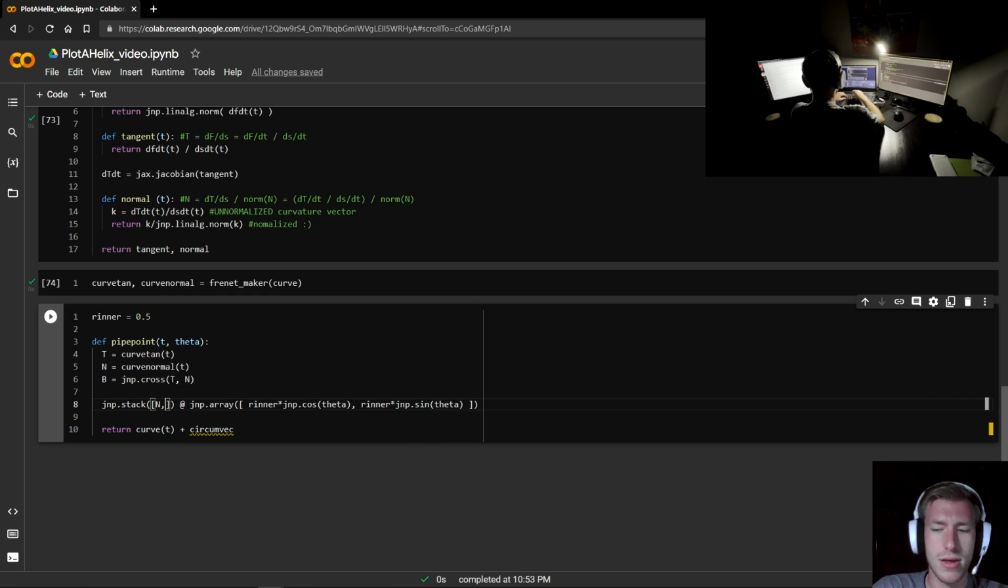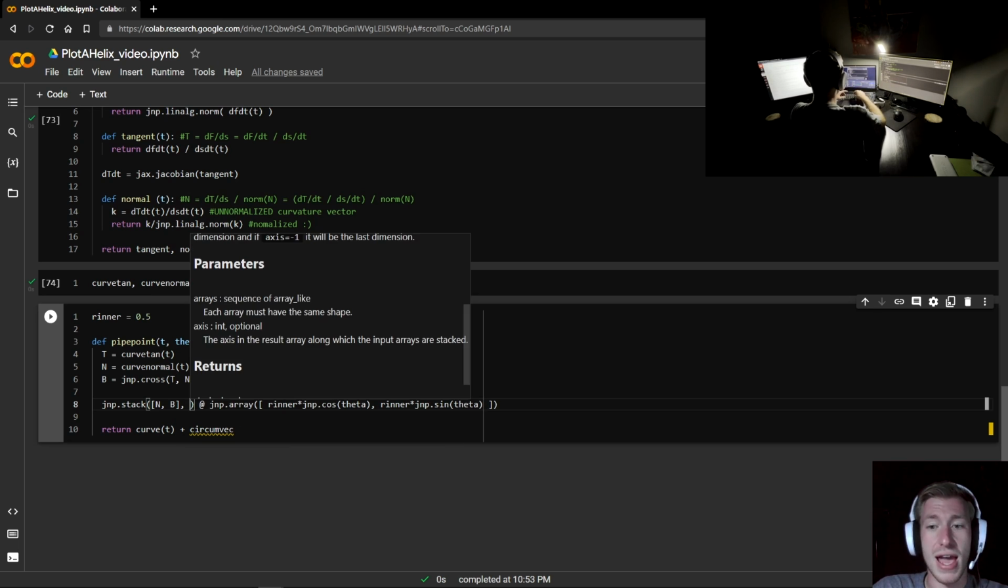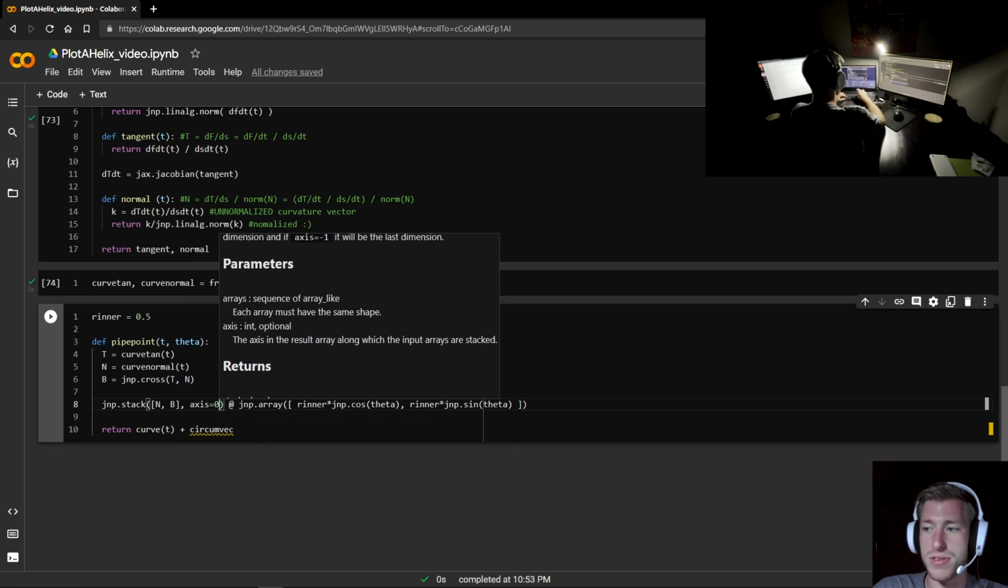So we want N, we want B, and what do we want them to do? We want them to be stacked vertically, so along the second axis. So axis is equal to 1, because we're kind of rotating them 90 degrees when we stack them, if you think about it like that. They're laying flat, we stand them up onto their first axis, and then combine them together. So now it's a 3 by 2 matrix instead of a 1 by 3 matrix.